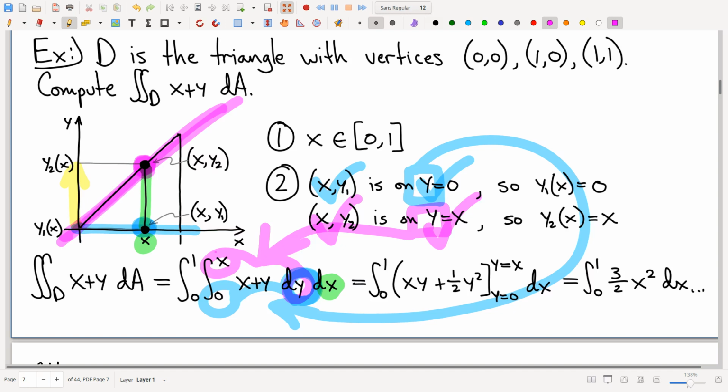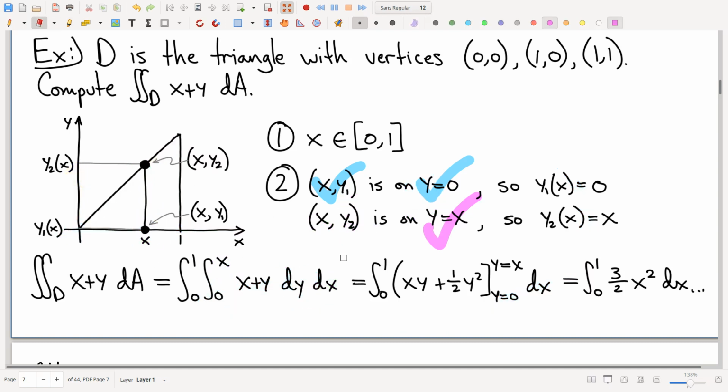Everybody okay? Everybody see the process? All right. Okay. Cleaning up the mess here.